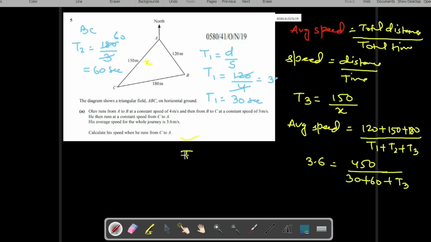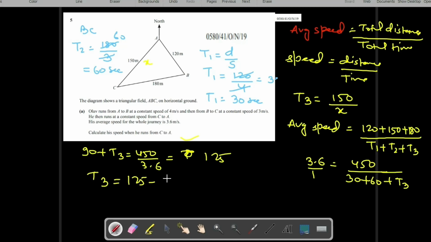When we do cross multiplication, I can write 90, because 60 plus 30 is 90, plus t3 is equal to 450 divided by 3.6. Now 450 divided by 3.6 is 125. So t3 is equal to 125 minus 90, which is 35. So 35 is the time in seconds.